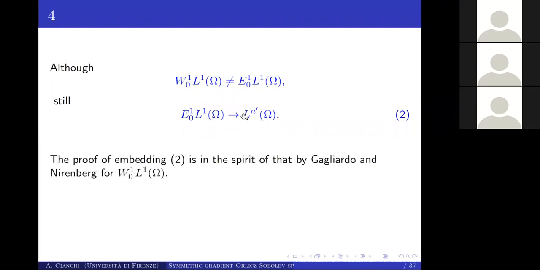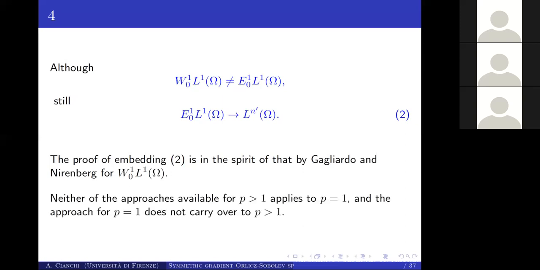Now, how to prove this embedding here? A proof of this embedding is similar in method to the proof for the Sobolev space W^{1,1}, which was given by Gagliardo and independently by Nirenberg, and that is different from that by Sobolev, which in fact does not apply.